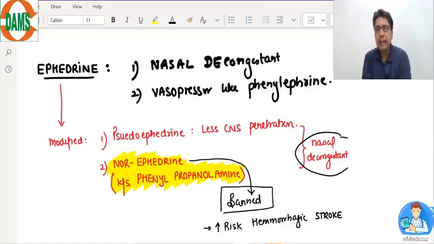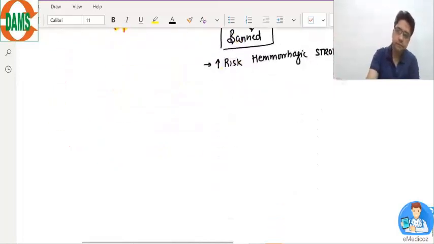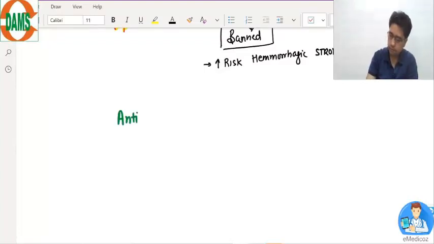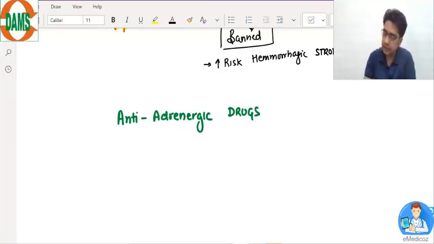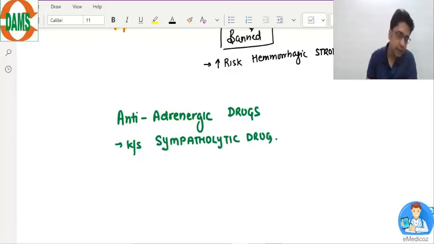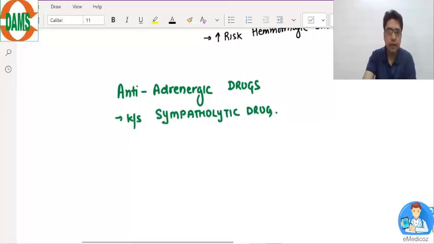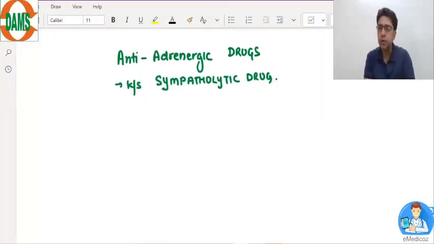Let's talk about now anti-adrenergic drugs. Anti-adrenergic drugs are also known as sympatholytic drugs. Metformin is not used for obesity. It promotes weight loss, but it is not used for obesity treatment. Mirabegron is in research for obesity, but it is not approved.